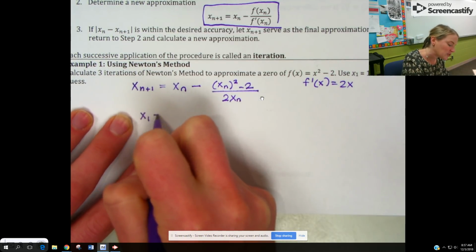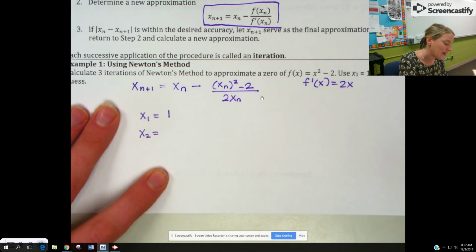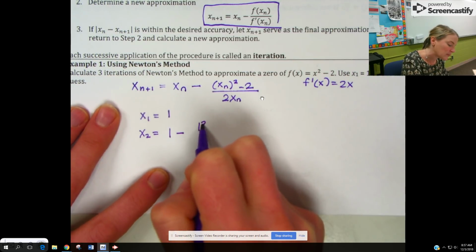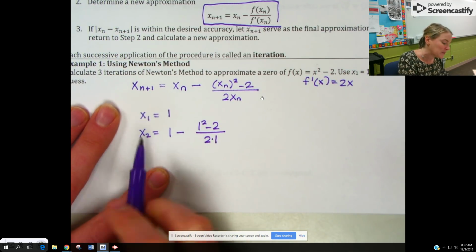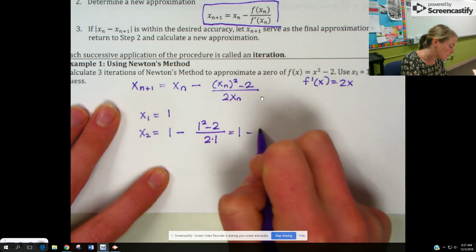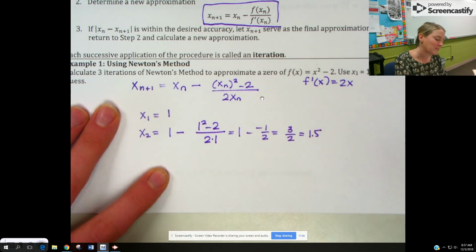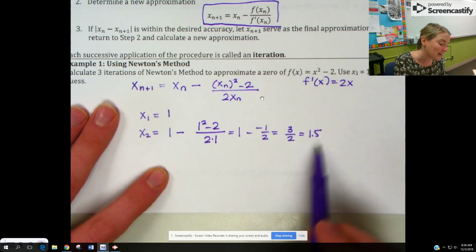So x1, my initial estimate is 1. That was given to me. In order to calculate our next estimate, I'll take that value and I'll plug it in as my variable. So here I would get 1 minus 1 squared minus 2 all over 2 times 1. Right? Everywhere that I had an x sub n, I popped in the previous value, which was 1. If I go ahead and calculate this out, I'll get 1 minus a negative 1/2, which is equal to 3/2, or 1.5. Right? We can tell by looking at this that the actual answer should be the square root of 2. And the square root of 2 is roughly equal to 1.414, and so I am getting closer than my previous estimate.